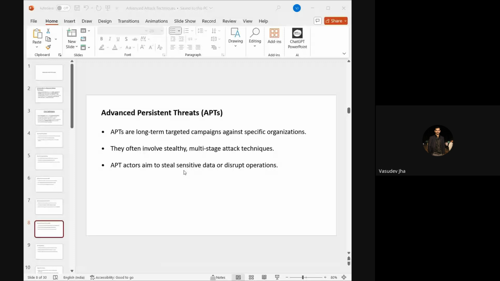APT actors aim to steal sensitive data or disturb the operation. So on multi-stage, it can steal your data. Okay, and also when it is at its peak, it will disturb the system operations.